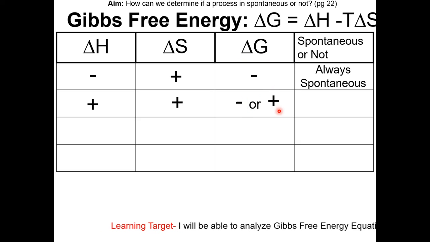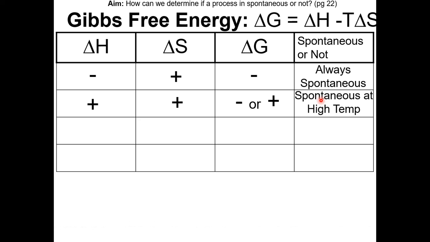It is dependent on temperature. If the temperature is very high, then the right side of the equation will be greater than the left side. If the temperature is very low, then the right side of the equation will be less than the left side. So this process will only be spontaneous under high temperatures. Let's look at the third scenario.